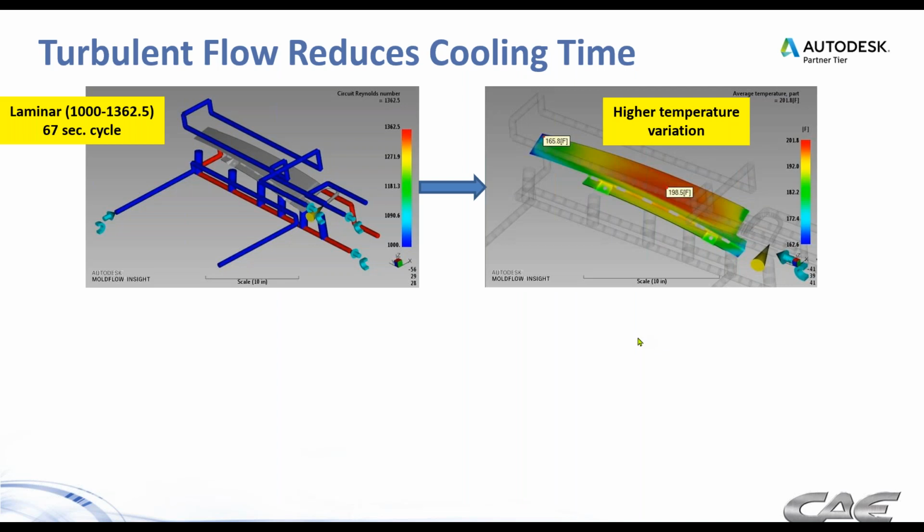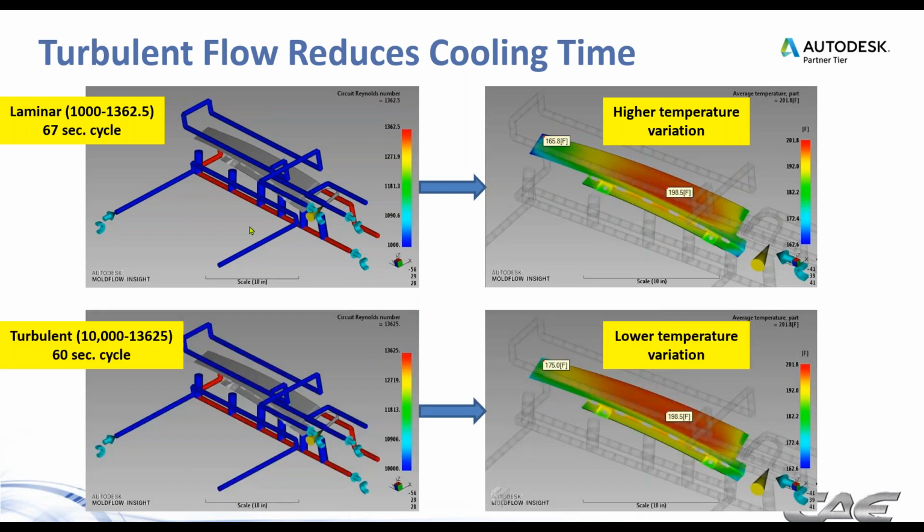Achieving turbulent flow in your cooling lines and the coolant itself allows us to reduce the cooling time. Here's a comparison between laminar and turbulent flow. The two pictures on the top represent laminar flow at a 67-second cycle. That laminar flow has Reynolds numbers in this case in the 1,000 to 1,300 range.